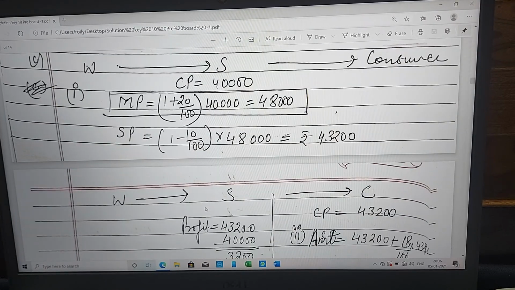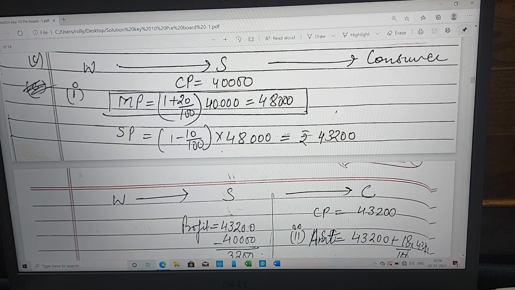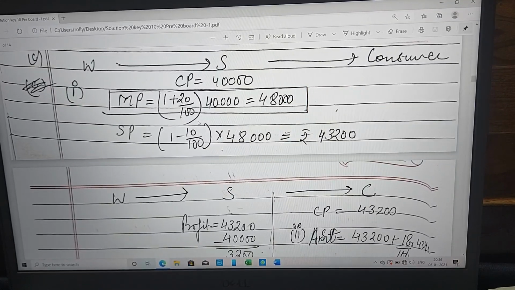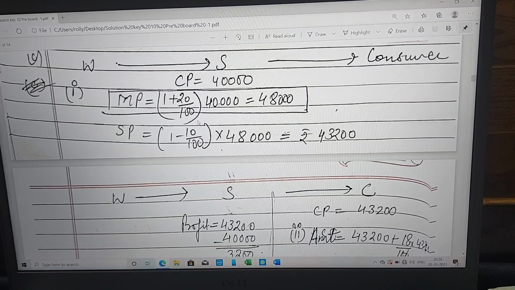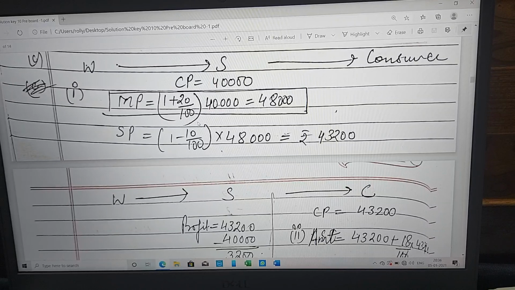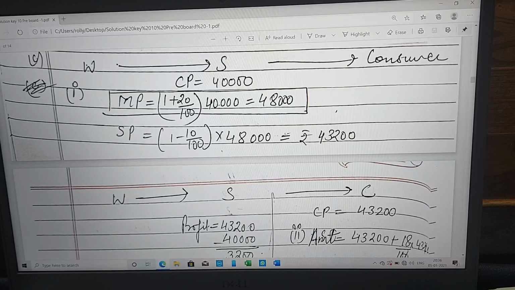Coming to this question, the first part is done very correctly. MP was calculated correctly. Mostly children have done it correctly. Selling price will be, because a discount of 10% was given, 1 minus 10 upon 100 into MP. MP was 20% more than the cost price, which was the cost price for the shopkeeper. So with the help of that we have calculated MP. Because it was 20% more, it will be 1 plus 20 upon 100. We will increase 40,000 by 20%.